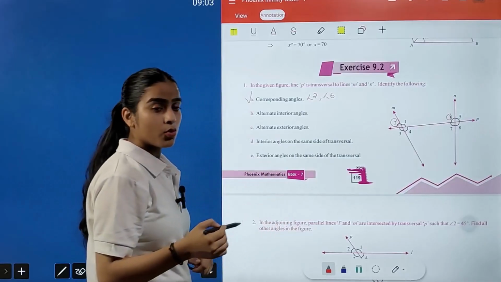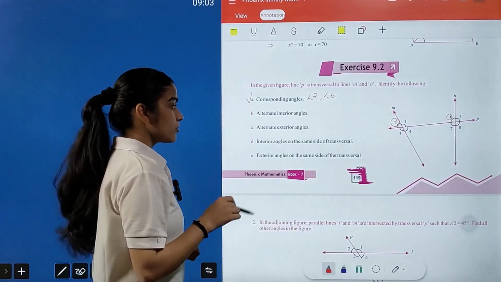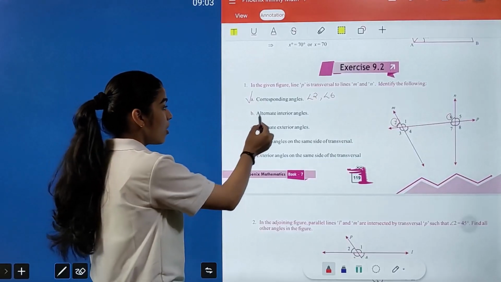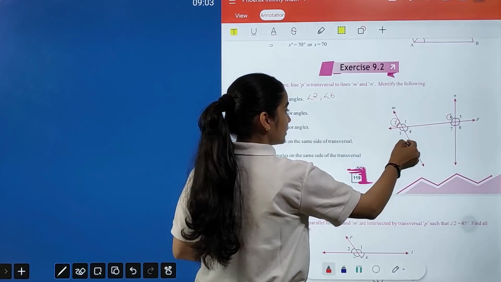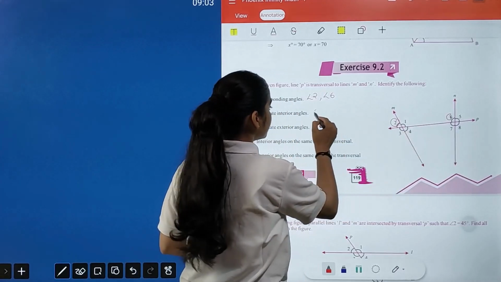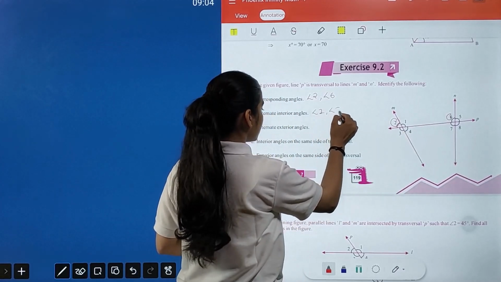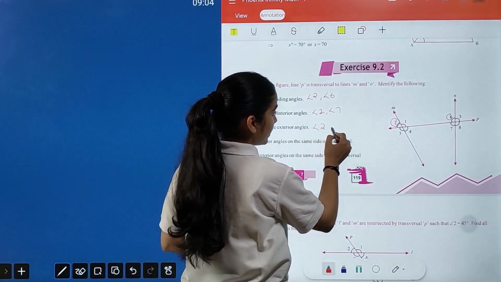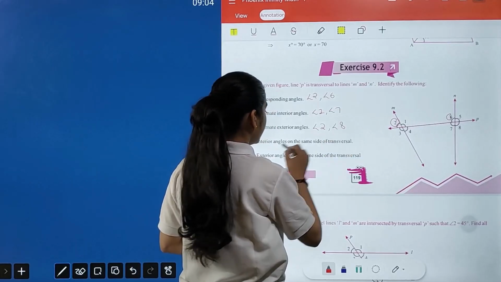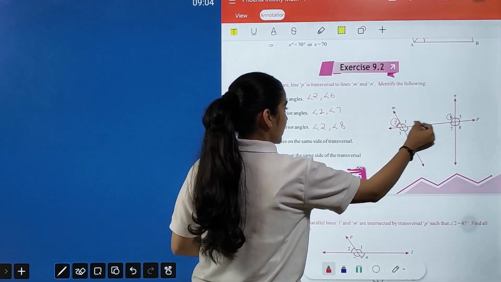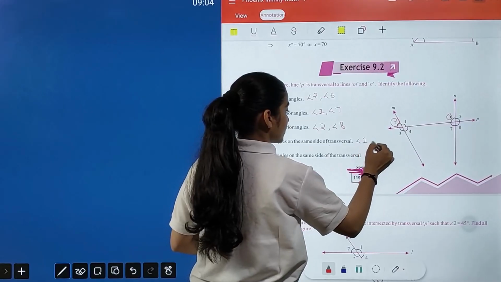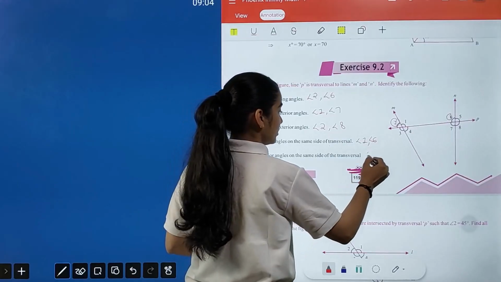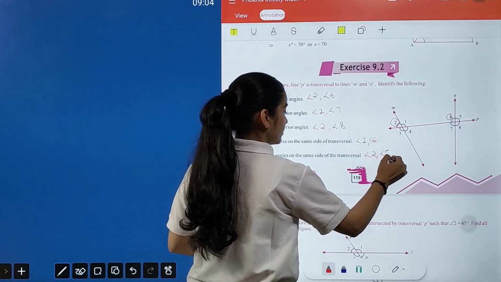You have 3 more pairs in this figure, so you have to find them and write your answer. Alternate interior angles: angle 1 and angle 7. Exterior, angle 2 and angle 8. Interior angles on the same side of a transversal, angle 1 and angle 6. Exterior angles on the same side of the transversal, angle 2 and angle 5.